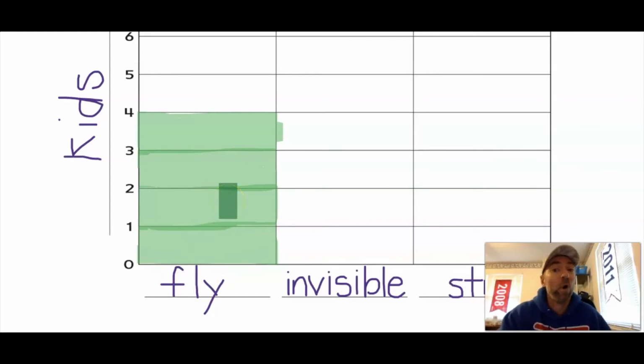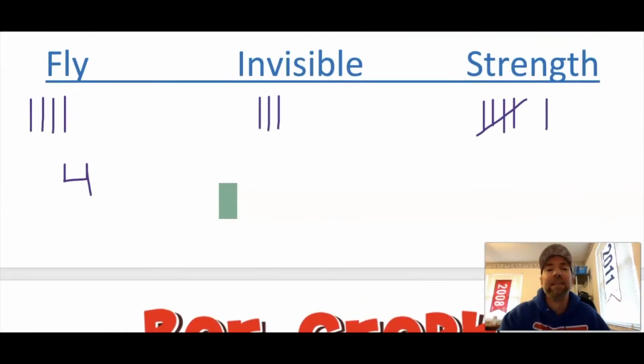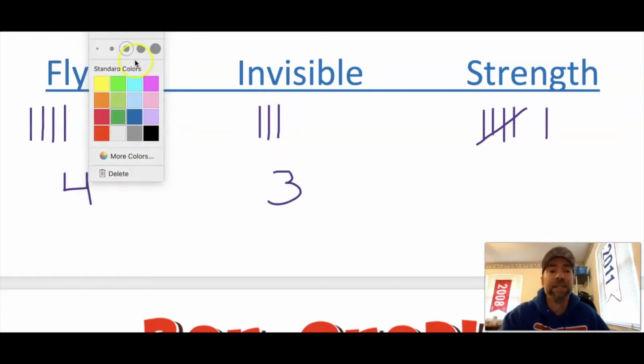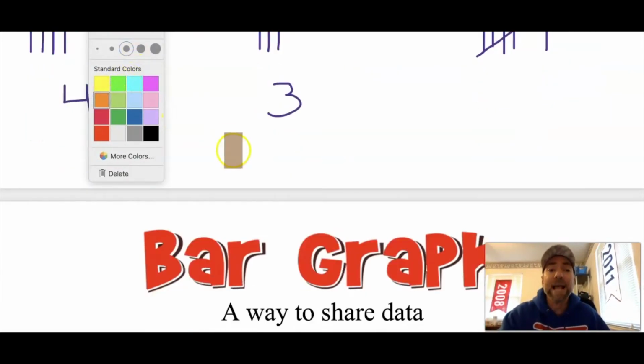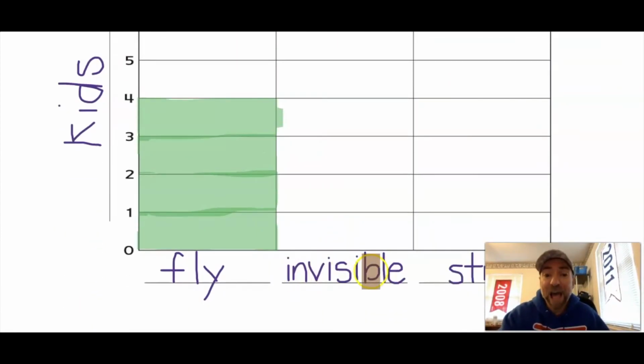Now, we're on to invisible. Let's go and see. Invisible was 1, 2, 3. 3 votes for invisible. So now I'm going to head to my bar graph. I'm going to find where invisible is now. And I'm going to color in 3 of my bars.